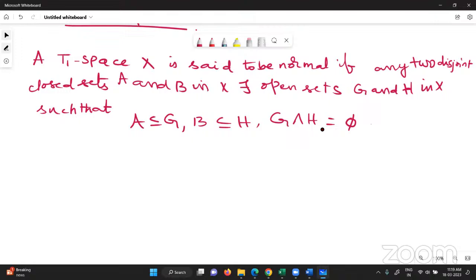But a normal space goes a little bit further. When we are able to separate points, why can't we separate sets also? So you take two sets A and B. Two sets A and B are separated by two open sets G and H, such that A is a subset of G, B is a subset of H, and G intersection H is empty. In other words, a T1 space is a normal space if any two disjoint closed sets are separated by open sets. Just to read the definition.